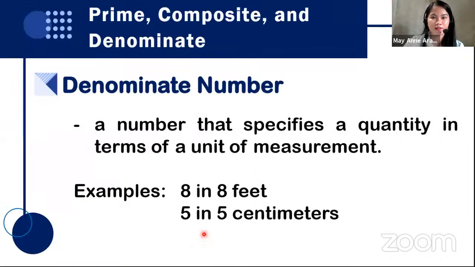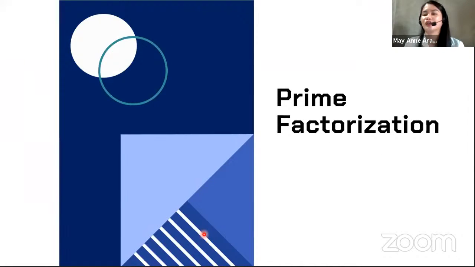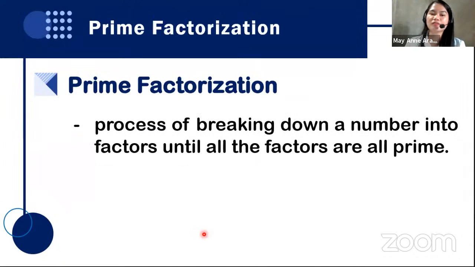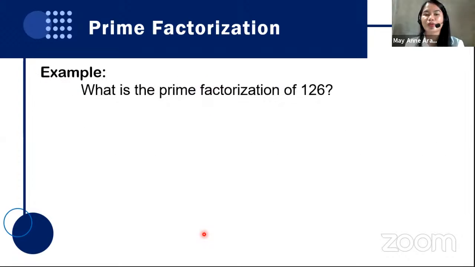Okay. Let's now have the prime factorization. This is the process of breaking down a number into factors until all the factors are prime. Usually, the numbers here are just 2, 3, 5, 7, 11. Most of the time, those are the only ones in the breakdown of prime factorization. Okay, let us have an example.